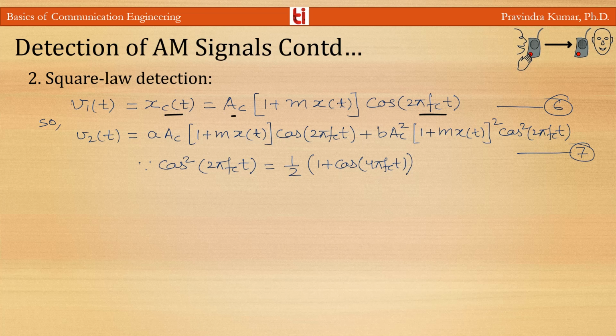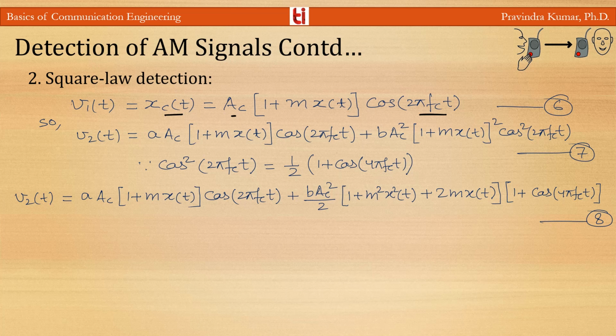Since cos² θ, you know, is 1/2 (1 + cos 2θ), using this we will have V2(t) equal to A_c[1 + m x(t)] cos 2πf_c t plus b A_c²/2 [1 + m² x²(t) + 2m x(t)] into (1 + cos 4πf_c t). So out of these terms, the only desirable term is b A_c²/2 into 2m x(t), or you can say b A_c² m x(t), which is due to the b V1² (t) term.